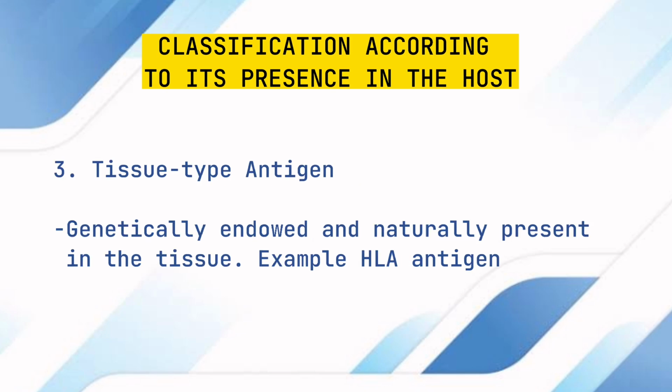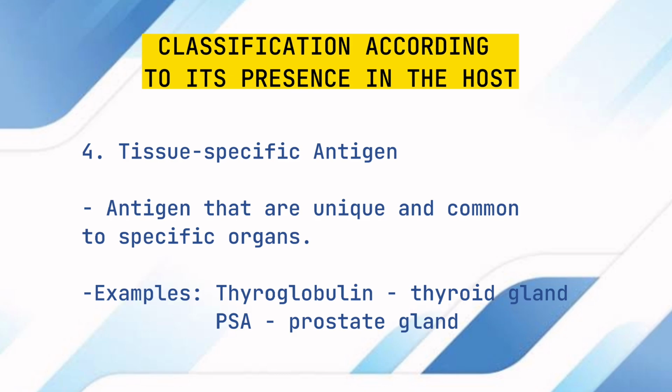Tissue-type antigen: genetically endowed and naturally present in the tissue. Example, HeLa antigen. Tissue-specific antigen: antigens that are unique and common to specific organs. Examples are thyroglobulin from the thyroid gland and PSA from the prostate gland.